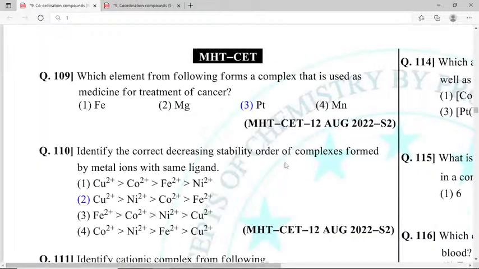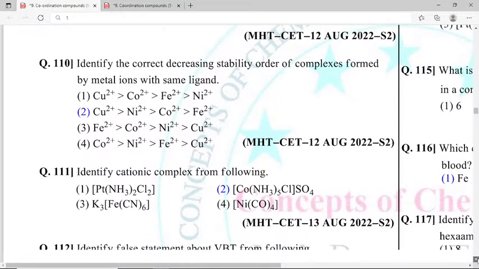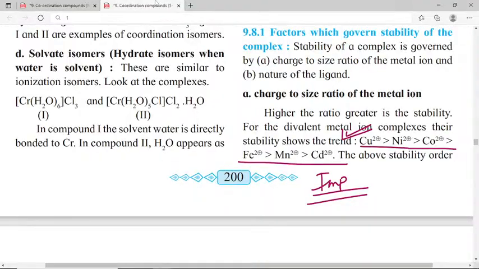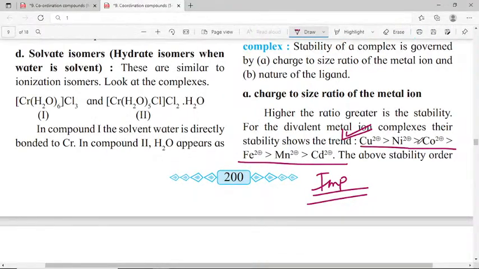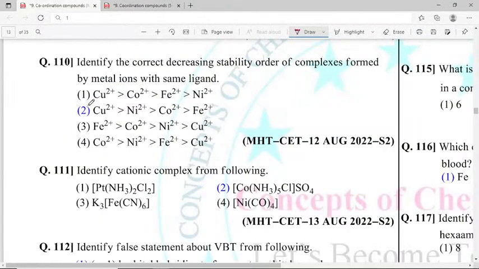Which element from the following complex is used as the medicine for treatment of cancer? Platinum. Cisplatin is your answer. Identify the correct decreasing stability order. Same type of question is there. Copper, nickel, cobalt, iron. So option number 2 is correct.